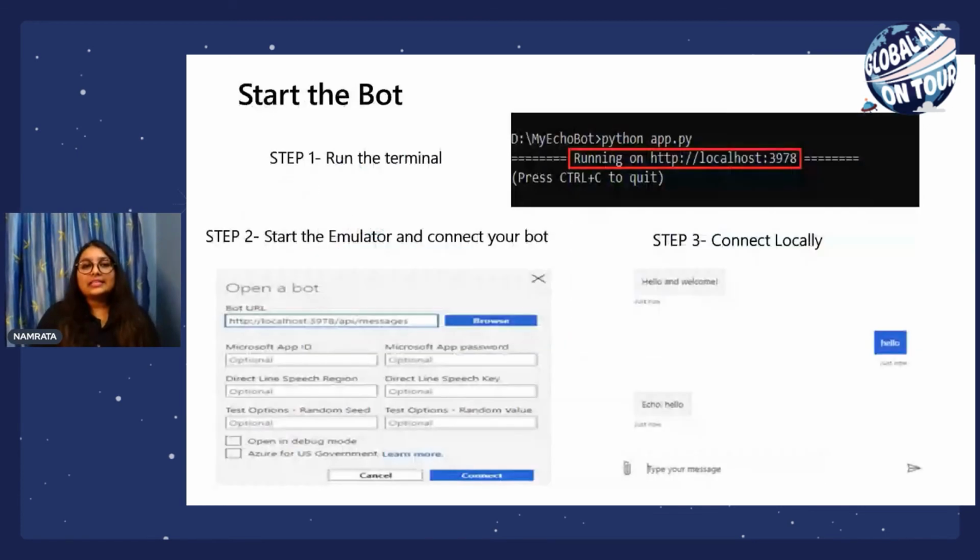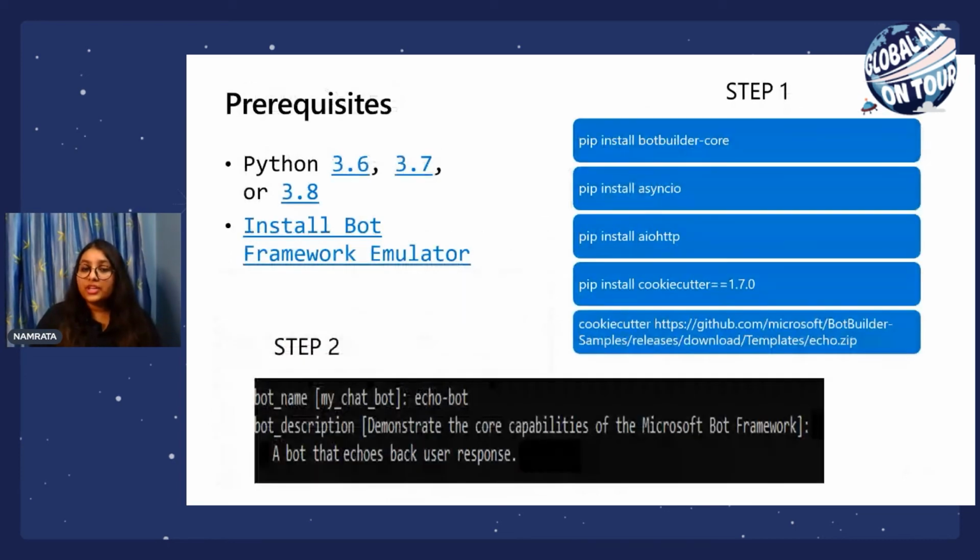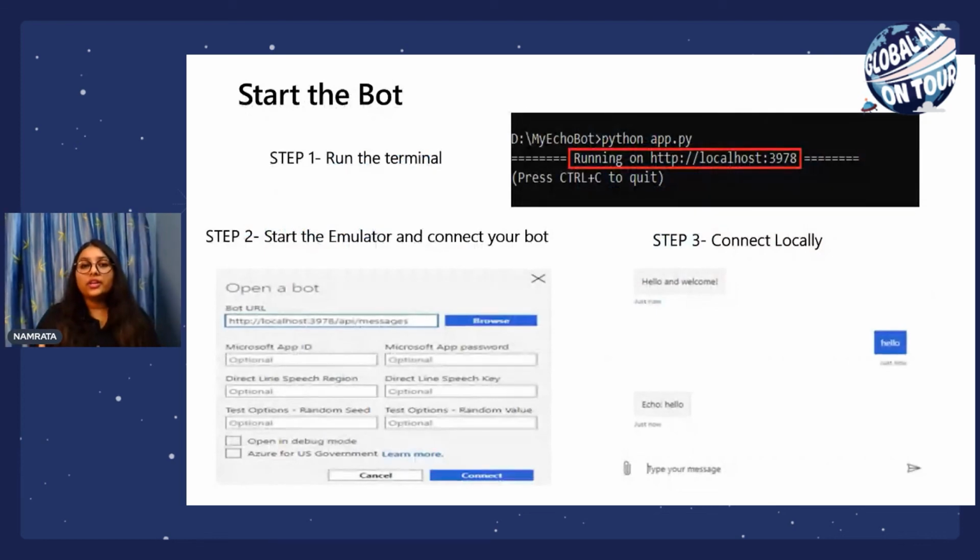The next step is starting your bot and running it in the terminal. As soon as you use the cookie cutter in the first step, it loads all the files which are actually required to start using the EcoBot, and that is exactly the pre-built template of Eco.